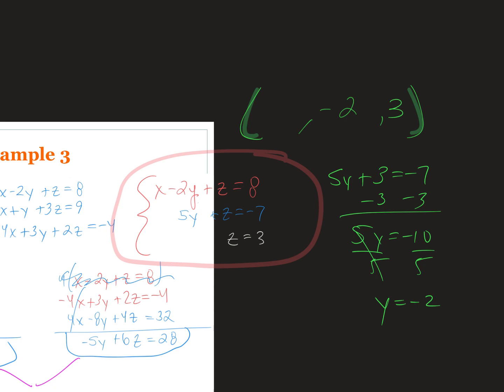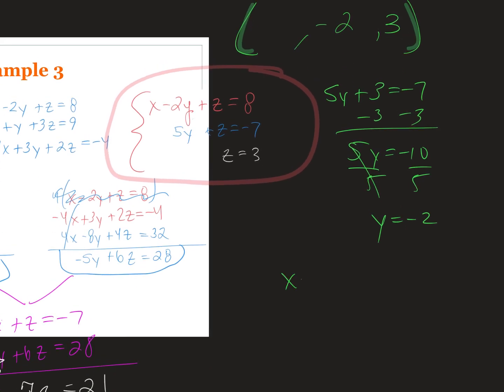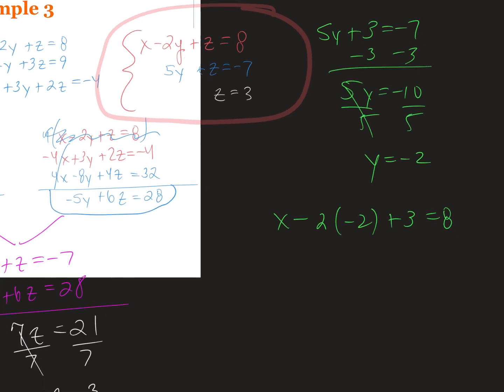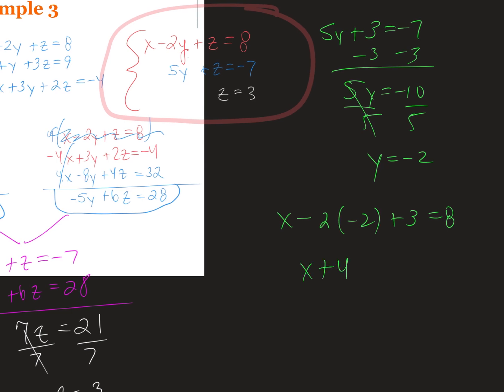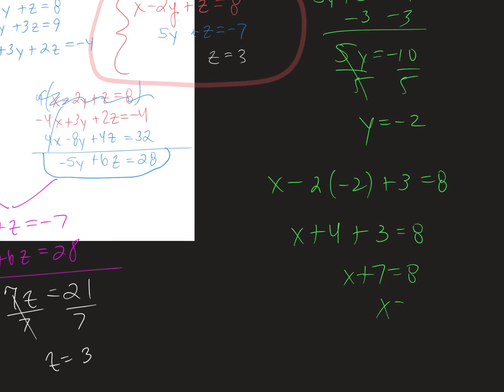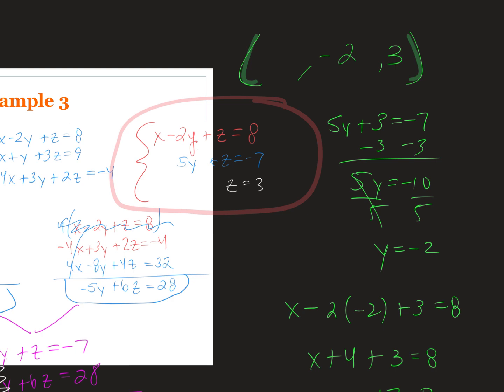Let's find x. We're doing back substitution. So x minus 2 times negative 2 plus 3 equals 8. So x plus 4 plus 3 equals 8. X plus 7 equals 8. What's x equal? 1. And there's your ordered triple.